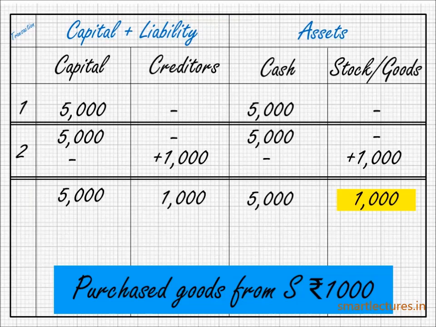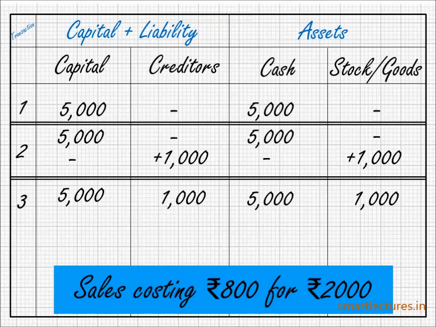And the next transaction, sales costing rupees 800 for rupees 2,000. It means there's a profit of rupees 1,200. So this profit of 1,200 will be added to the capital. You know, if there is any fresh capital or profit, the capital will be increased. So we have increased the capital by rupees 1,200. And on creditors, no effect.